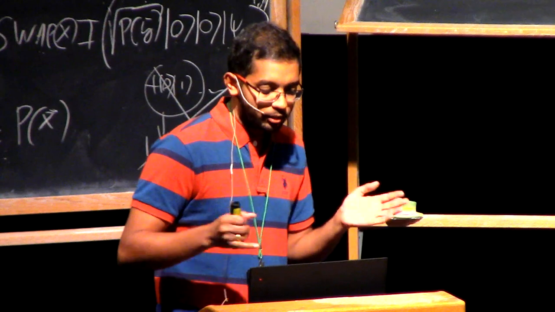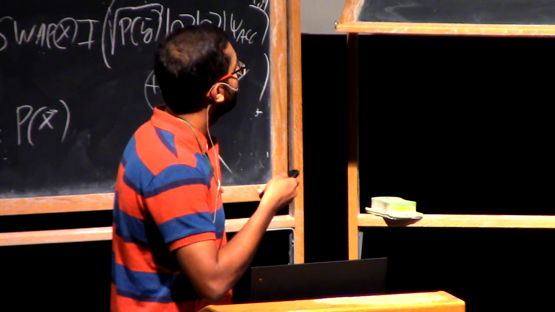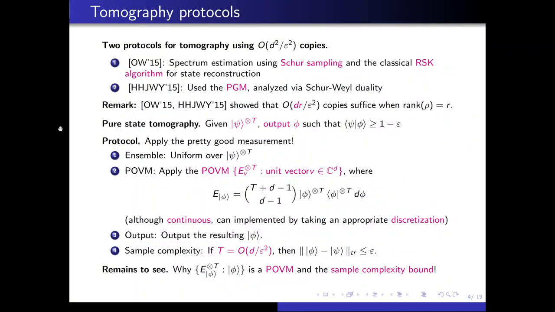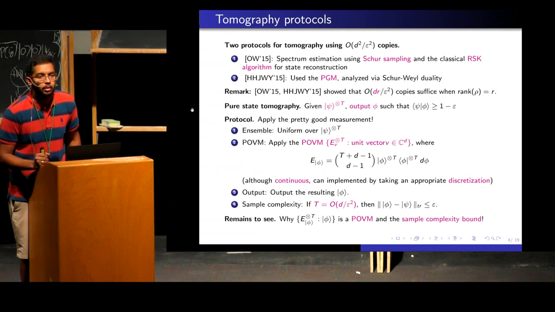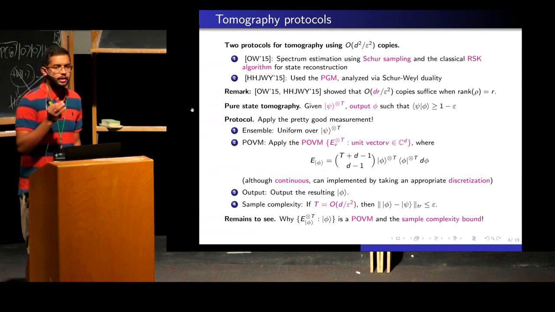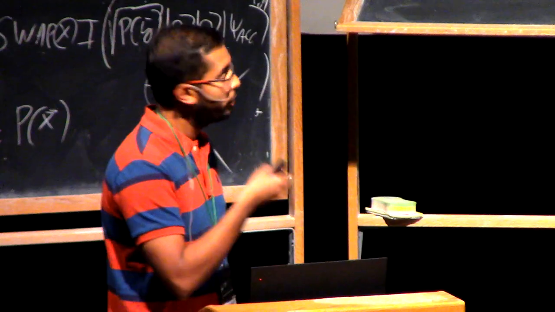Right, there are two things that remain to be seen. One is, why is this a POVM? Like I just claimed to you that this was a POVM. I'll prove it to you why it's a POVM. And why does taking t equal to these many copies suffice to reconstruct a state phi that is close to psi in overlap? And that's what I'll be doing in the next slide. Any questions? Yeah, I think the point is when you start the algorithm, you know epsilon, so you discretize based on epsilon. So yeah, some constant times epsilon is good enough.